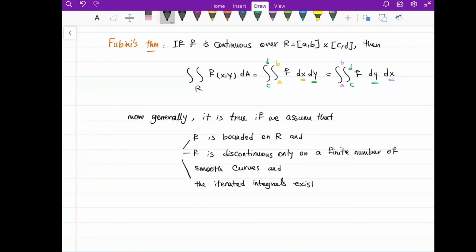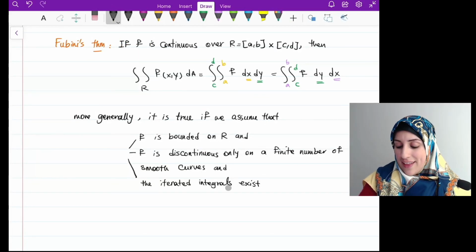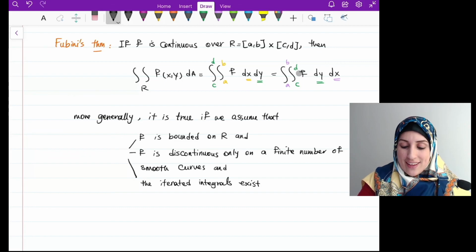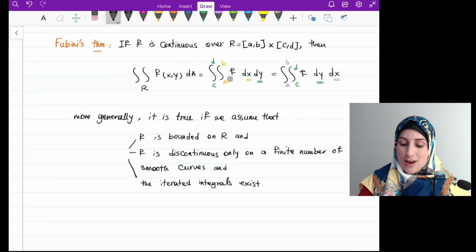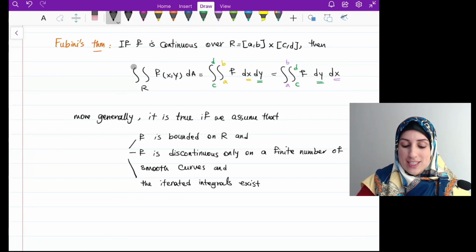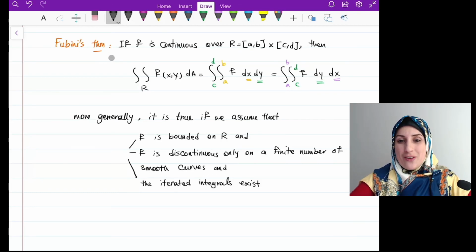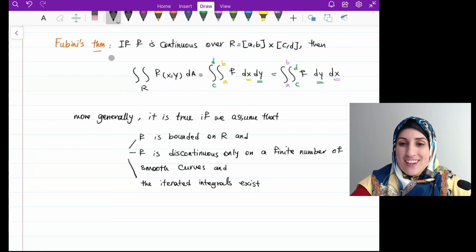So your function is continuous on the region R except for a finite number of discontinuities, and the iterated integrals, I mean these ones, they exist. Then we can exchange the order of integration when we have rectangles. Okay, this is the subject of Fubini's theorem. On the next video, we're going to solve some examples.